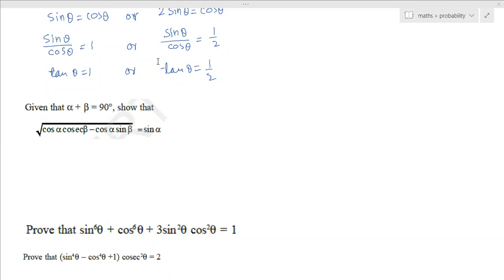Ma'am, we can get the value of alpha and beta. How you will get it? Alpha is equal to 90 minus beta and beta is equal to 90 minus alpha. So both you will replace here. So again, you will get the two relations. You need only alpha. Ma'am, inside the root we can take cos A common, cosec B minus sin B.